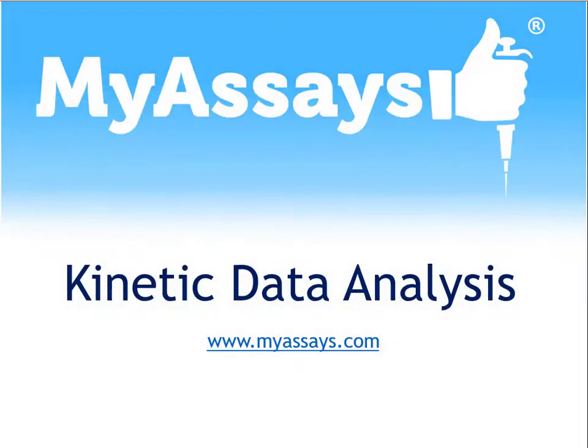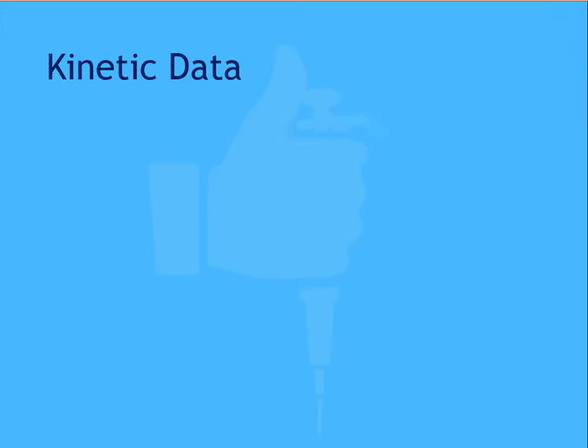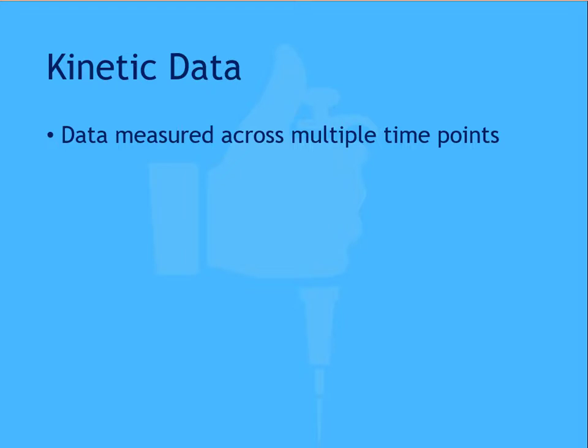In this video, we'll go over kinetic data analysis and a typical analysis example. Kinetic data is data measured across multiple time points. There are two main types of kinetic data, fast and slow.